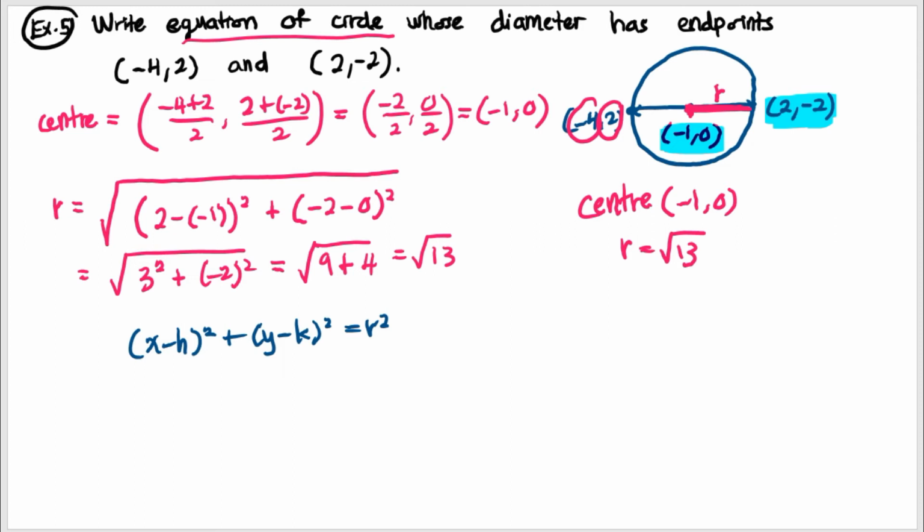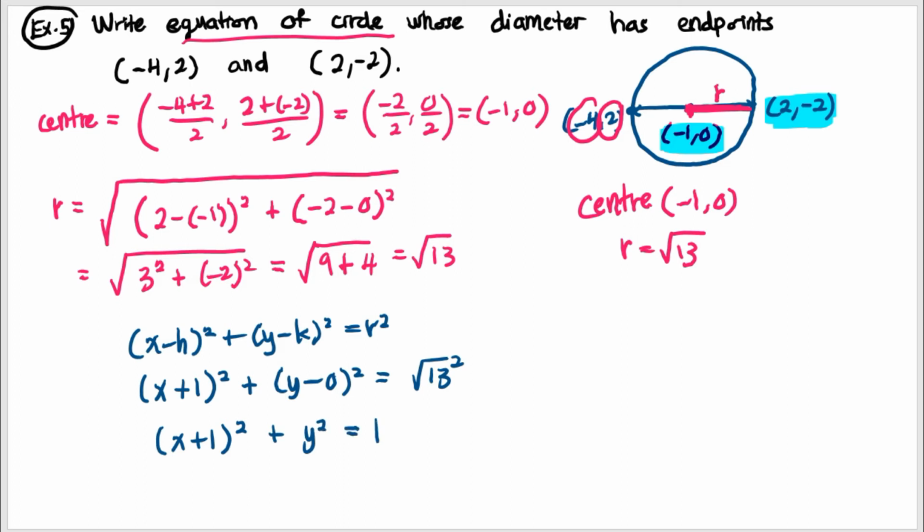So now we just need to substitute the values, which is x minus -1, so we'll have x plus 1 square plus y minus 0 square, and then you will get square root 13 square. Simplifying this, you will have x plus 1 square plus y square equal to 13. So this is the equation for the circle. So we are done with this example, right? I hope you get the idea how to solve this one.